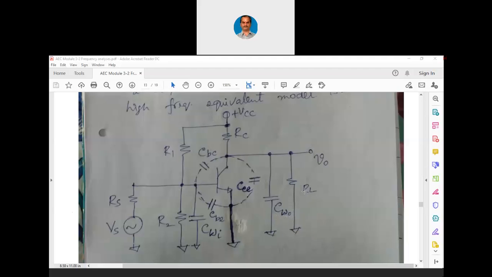Now, using this particular circuit diagram, in the next class, let us perform a high frequency analysis for our common emitter BJT amplifier. So, see you in the next class.